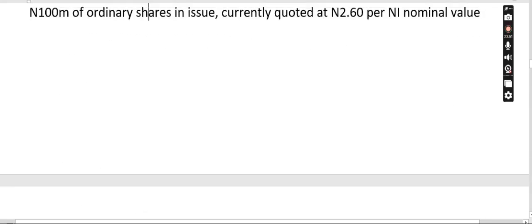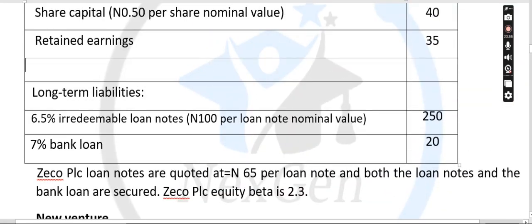Don't forget that there are two debts that were given in the question. The irredeemable loan notes: take note of the value of 250 million, and also the nominal value of 100 naira per loan note. We need to get the number of loan notes. ZECO PLC loan notes are quoted, and this is the current market price of the loan note. When you get the number, you multiply it by the current market price to give you the total value of the loan notes.